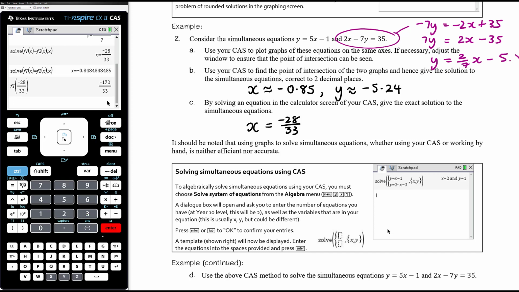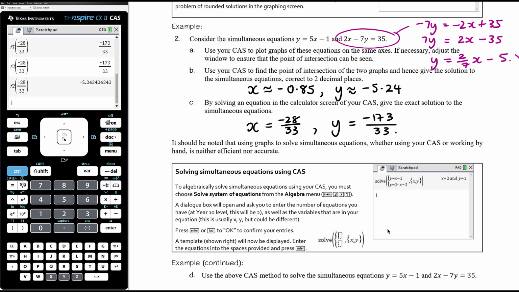And we should be able to check if we substituted it into function 2 instead. That is the point where they intersect, and so therefore it should give the same y value. And again, if we press Control Enter to see that answer as a decimal, we can confirm it is actually the exact representation of that decimal. So the exact answer is x is negative 28 on 33, and y is negative 173 on 33.